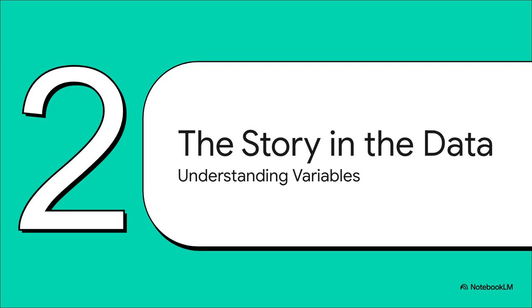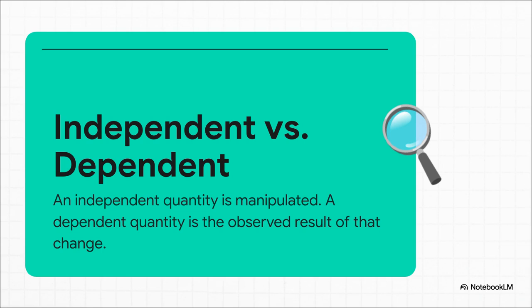Okay, so to really get how this all clicks together, we first need to get a handle on the main math concept this whole lesson is built on, and that's variables. Let's start with the official, kind of textbook definition. You've got an independent quantity, that's the thing you change or control, and then you have a dependent quantity, that's the outcome you see because of that change. It's your classic cause and effect setup.